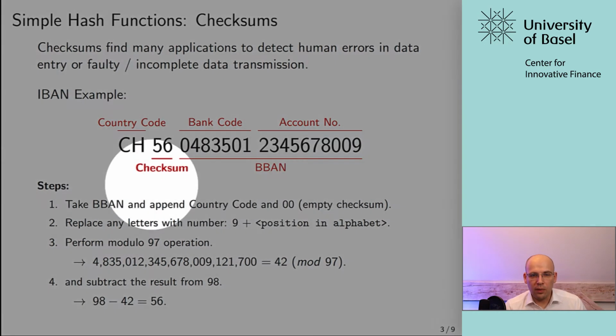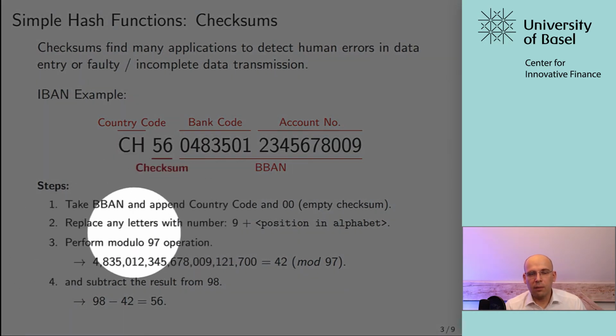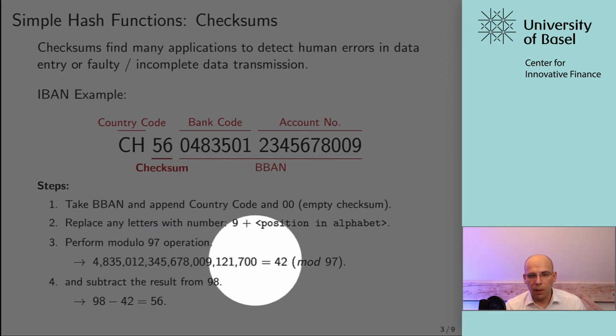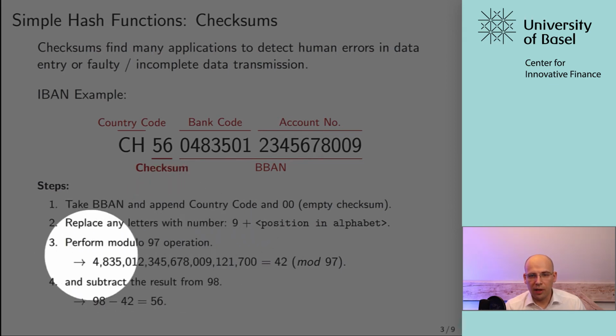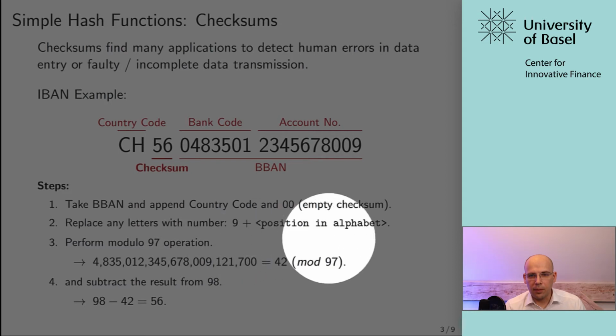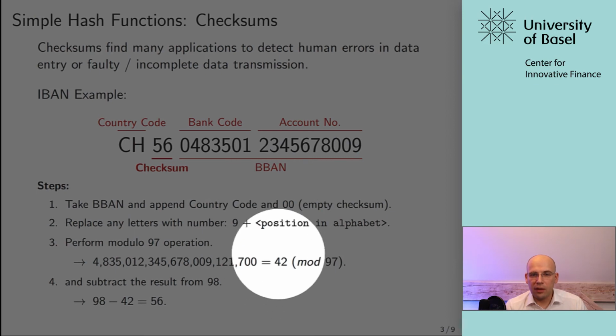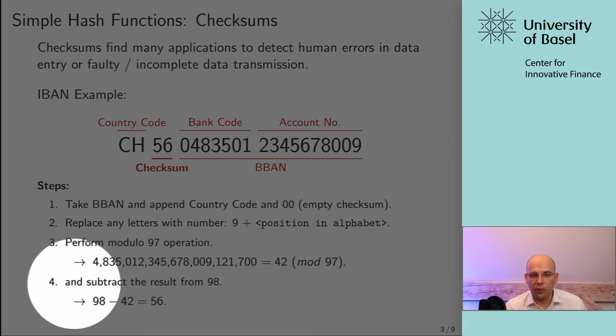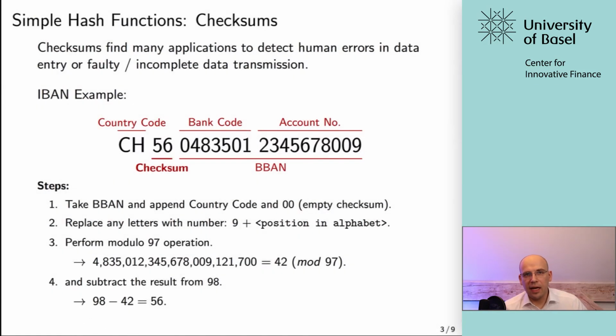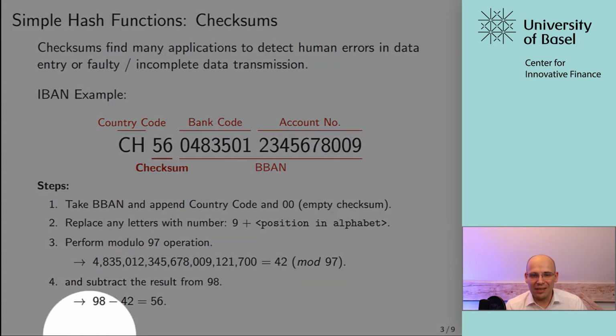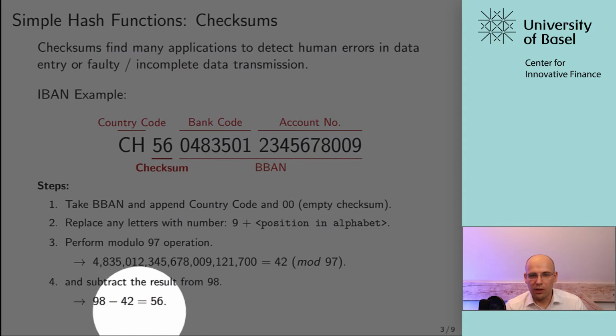Then you perform the modulo 97 operation on the number. So in this case, you have this number right here mod 97, and you would end up in this case with 42. And you subtract that result, these 42, from 98. So 98 is just the number you take. That's hard coded in the algorithm. You subtract the result and you get your checksum.